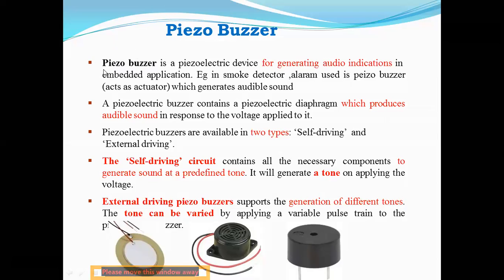Here, the actuator they are using is a piezo buzzer, right? It is acting as an actuator. Whenever the voltage is applied, it will start beeping. You can see the diagram here. In most houses, the smoke detector will be used. Whenever smoke occurs, immediately it will start beeping. Why? Because these are actuators. When the voltage is applied, suddenly it will start beeping, right? The piezo buzzer works on the principle that it contains a piezoelectric diaphragm which produces audible sound in response to the voltage applied to it, right?